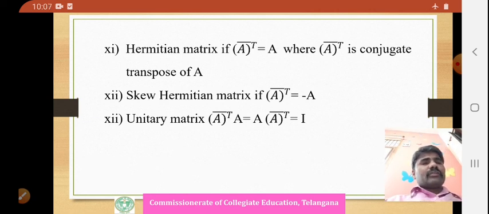Whenever we are talking about Hermitian, skew Hermitian, and unitary matrices, the elements are complex numbers, which may be in the form A plus iB. In the earlier case, elements were purely real numbers. In this case, elements may be complex numbers, and may also be real numbers. Now let us take examples for all these 12 definitions, one by one.